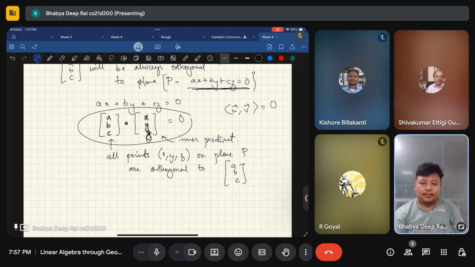So it's equivalent to saying that. Therefore, since all of the points are orthogonal to (a, b, c) and (a, b, c) is orthogonal to all the points on this plane, it means that (a, b, c) is perpendicular to the plane. Clear?